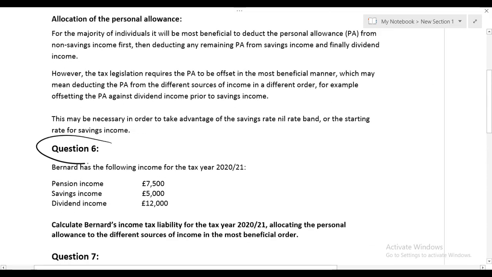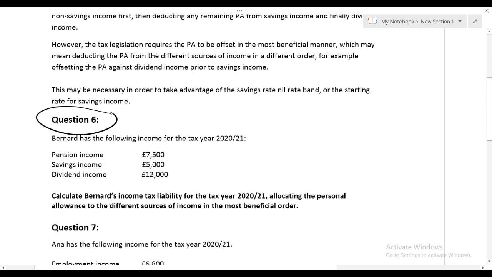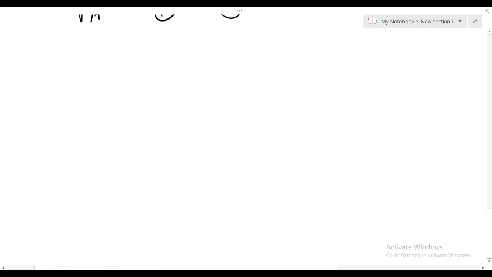Look at question number 6. Calculate Bernard's income tax liability for the tax year 2021. Allocate the personal allowance to the different sources of income in the most beneficial order. We have pension income, which comes in non-saving income. We have saving income. We have dividend income. Let us solve this question number 6.